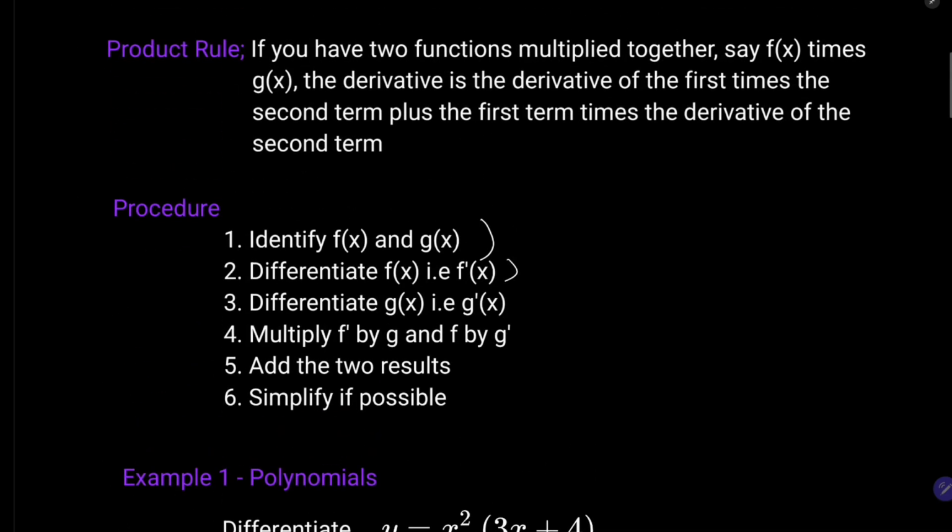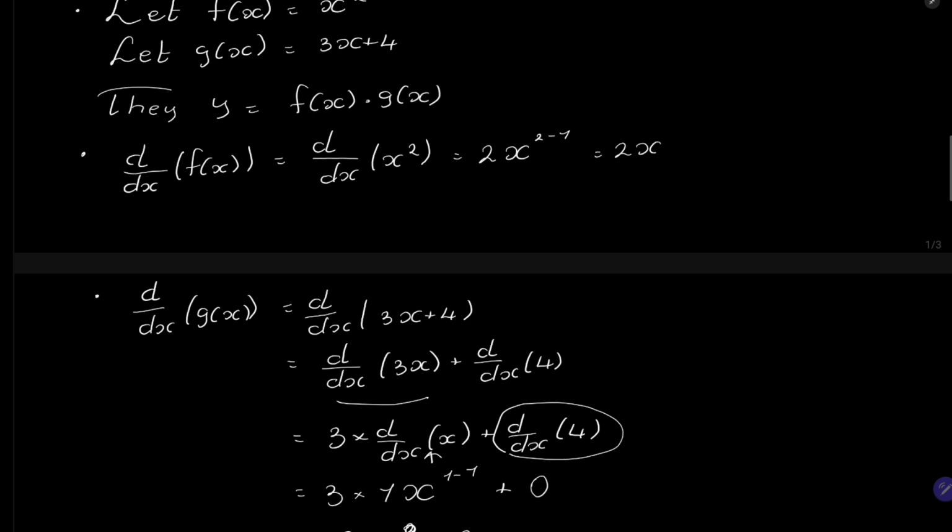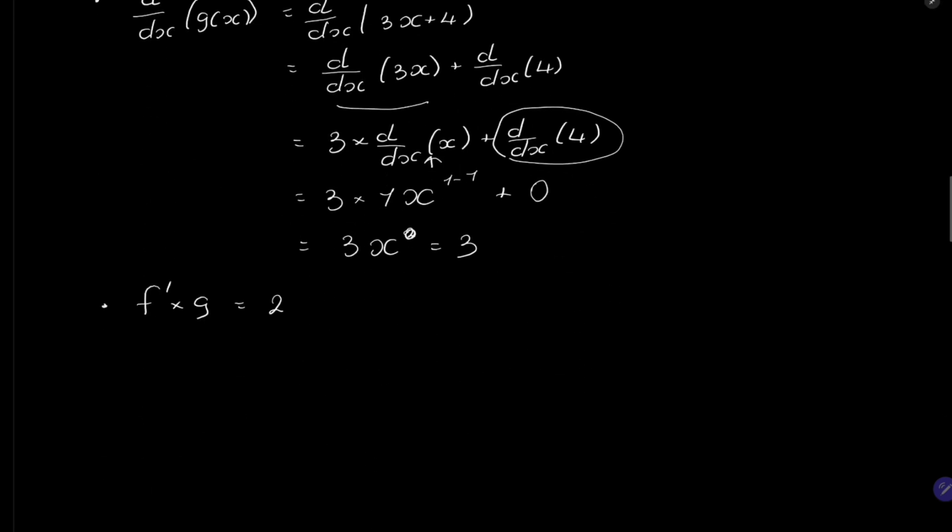Now we move on to our fourth rule. Our fourth rule tells us to multiply f prime by g and f by g prime. So that is what we are going to do. f prime times g is equal to... What is our f prime? Our f prime is 2x. And what is our g? Our g is 3x plus 4. This gives us 2x times 3x plus 4, which gives us 6x squared plus 8x.